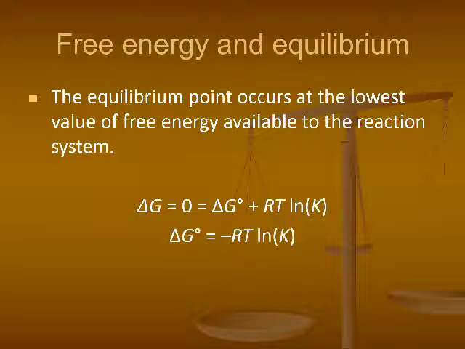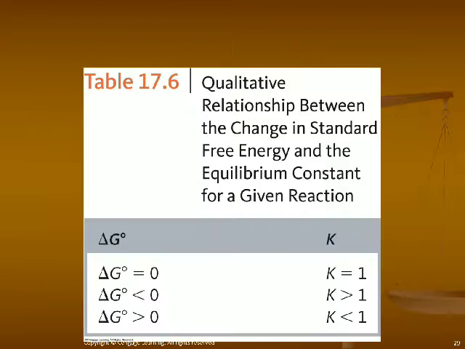Delta G theta is equal to the negative RT ln equilibrium constant. So here is the qualitative relationship between the change in standard free energy and the equilibrium constant for a given reaction. When delta G theta is equal to 0, the equilibrium constant is equal to 1. When delta G theta is less than 0, the equilibrium constant is greater than 1. Next, when delta G theta is greater than 0, the equilibrium constant is less than 1.